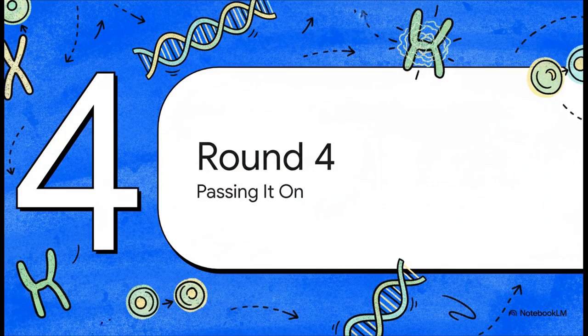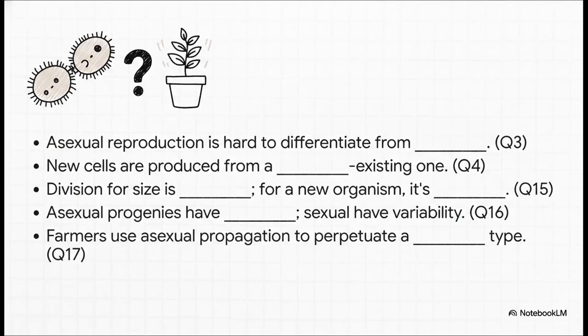All right, here we go, the final round. Round 4 is all about how life actually passes its genetic information on to the next generation. Let's bring it home. Okay, this is a big one. 5 questions coming at you fast. Ready? In single-celled organisms, asexual reproduction is tough to tell apart from what?